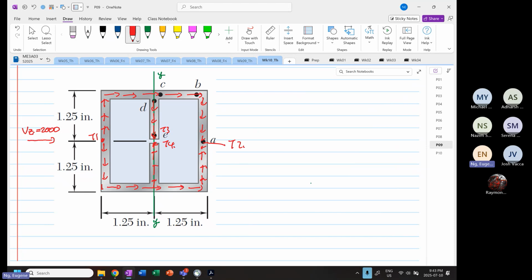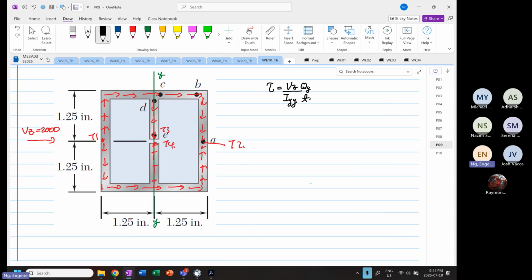We know that point A is 0 because it's at the terminal. Point E is 0 because the second moment of area is also at the terminal. Point D is also equal to 0 because the first moment of area is also equal to 0, right? So it's not complicated at all, I hope. Now we know the formula we're going to use: the shear stress is equal to Vz over Iyy, times Qy over T.